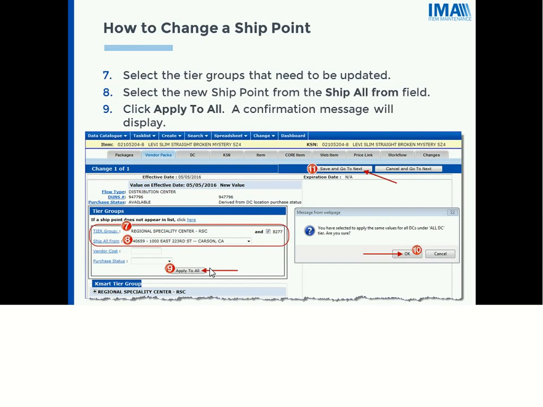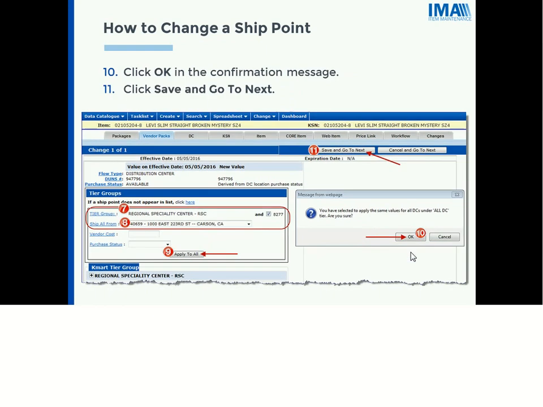So this page will load, and if you remember when we created a vendor pack, how you could use that tier group section to make changes and apply it to all of the DCs for that tier group, it's the same thing here. You're going to go through this box. You can select your new ship point and click Apply to All. It's going to ask if you are sure you want to apply it to all. And you can click OK and then click Save and go to Next.